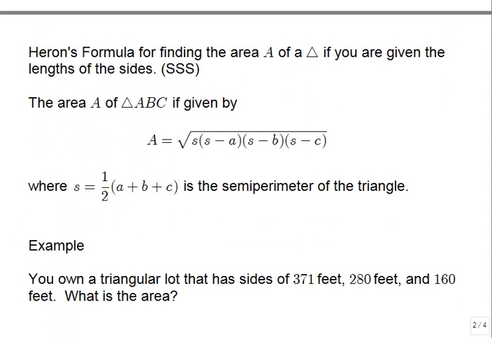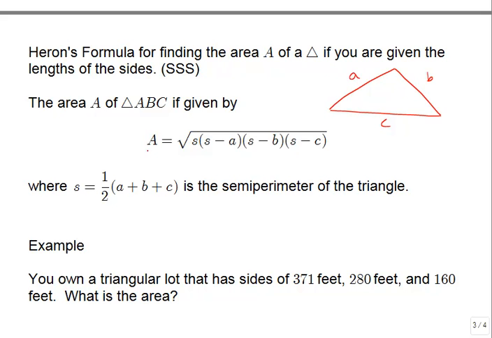Now the next formula is also for the area of a triangle, but this time it's for finding the area of a triangle if the only thing that you know are all 3 sides of the triangle, and we would call this SSS. So this would be if you were given a triangle and all you knew were the A, the B, and the C, and you weren't given any heights and you weren't given any angles. So this is Heron's Formula.